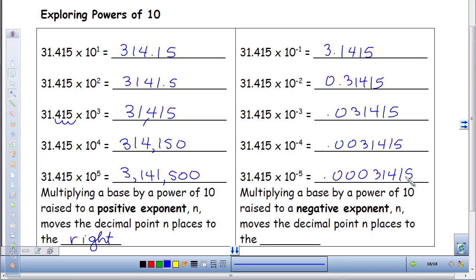Okay, so we see a pattern here. When I multiply by 10 raised to a negative exponent, we move the decimal point to the left. Okay, so when we multiply a base by a power of 10 raised to a negative exponent n, it moves the decimal point n places to the left.